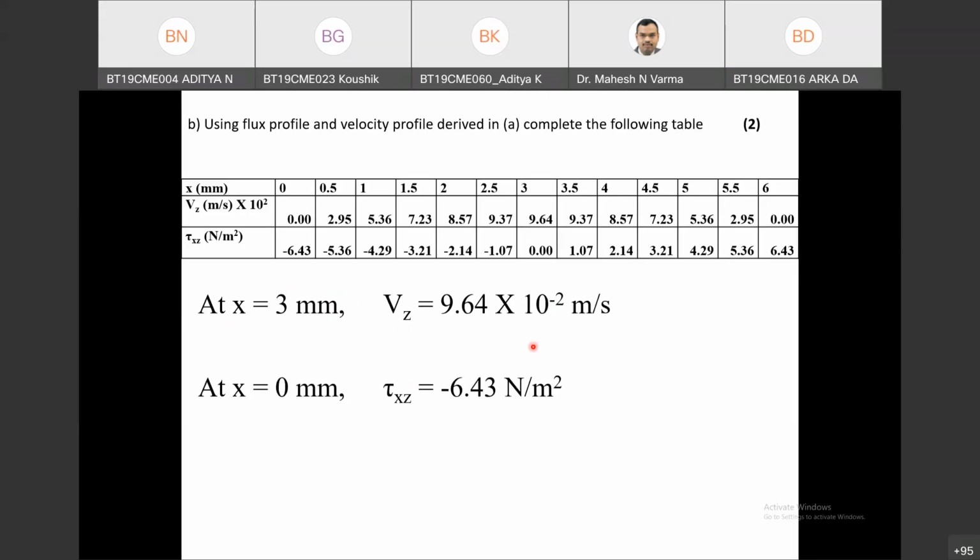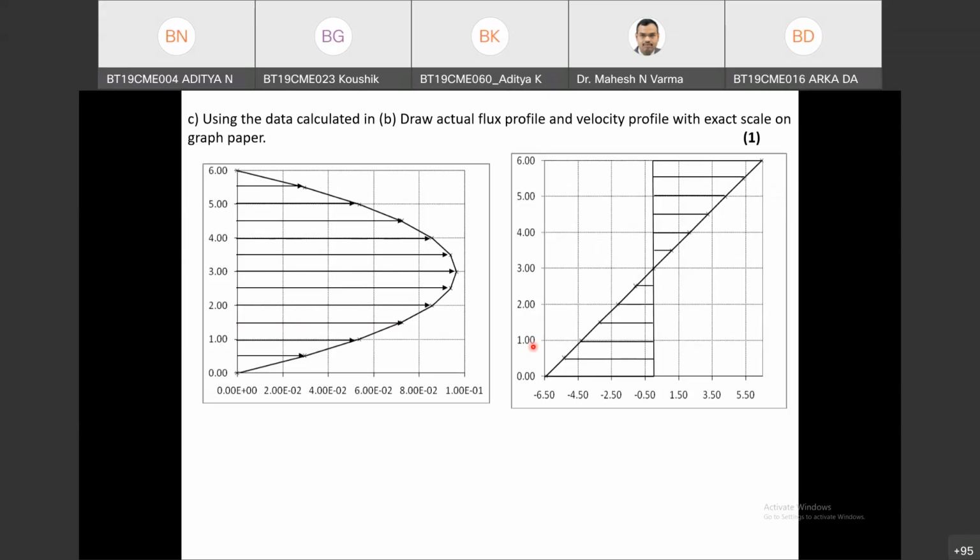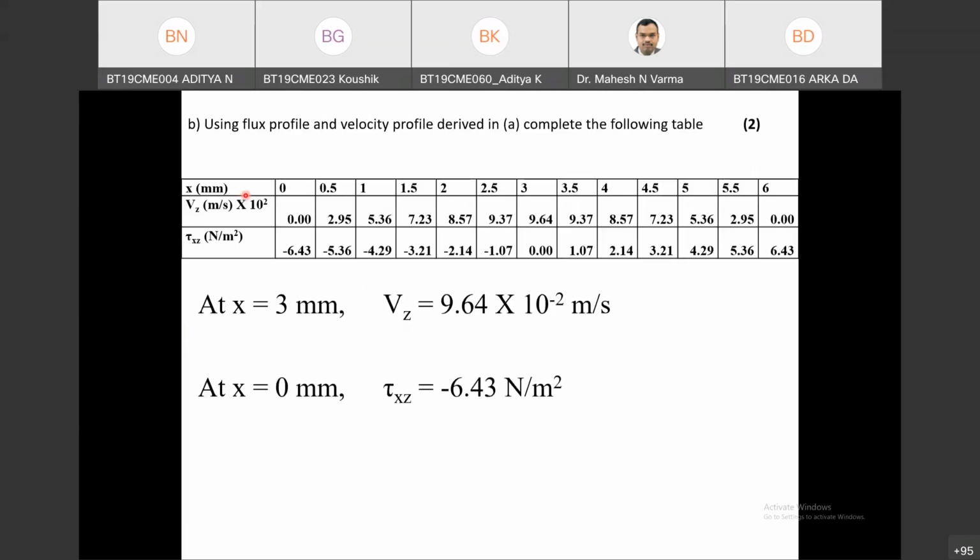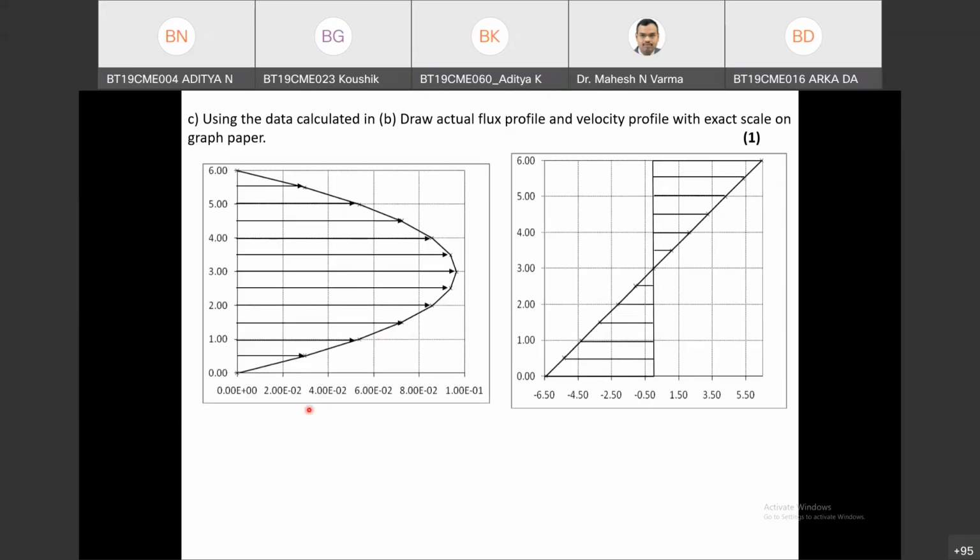All the given data is in SI unit. Okay, you can note down. You should get these values. Okay, and this will be the velocity profile. If I draw this velocity value, velocity at x equals to 0 mm is 0, at x equals to 0.5 mm it is 2.95, at x equals to 1.5 mm it is 5 meter per second, and so on. So these are drawn.